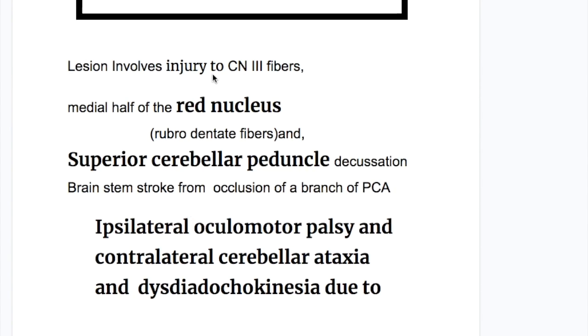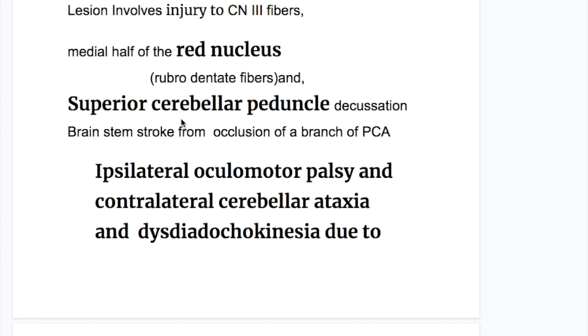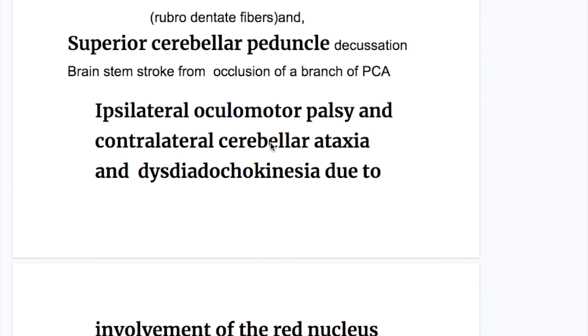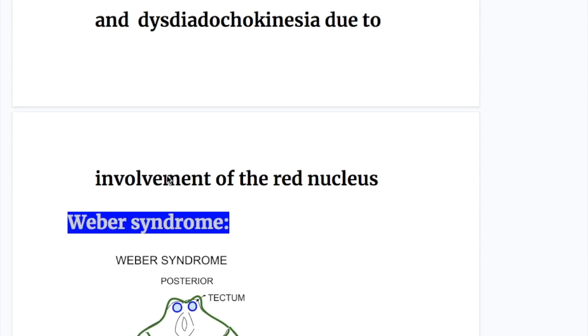So the lesion involves injury to the CN3 and superior cerebellar peduncle decussation, a brainstem stroke from occlusion of a branch of the posterior cerebral artery. So the clinical features are ipsilateral oculomotor palsy and contralateral cerebellar ataxia and dysdiadochokinesia, and, due to the involvement of the red nucleus, chorea and athetosis.